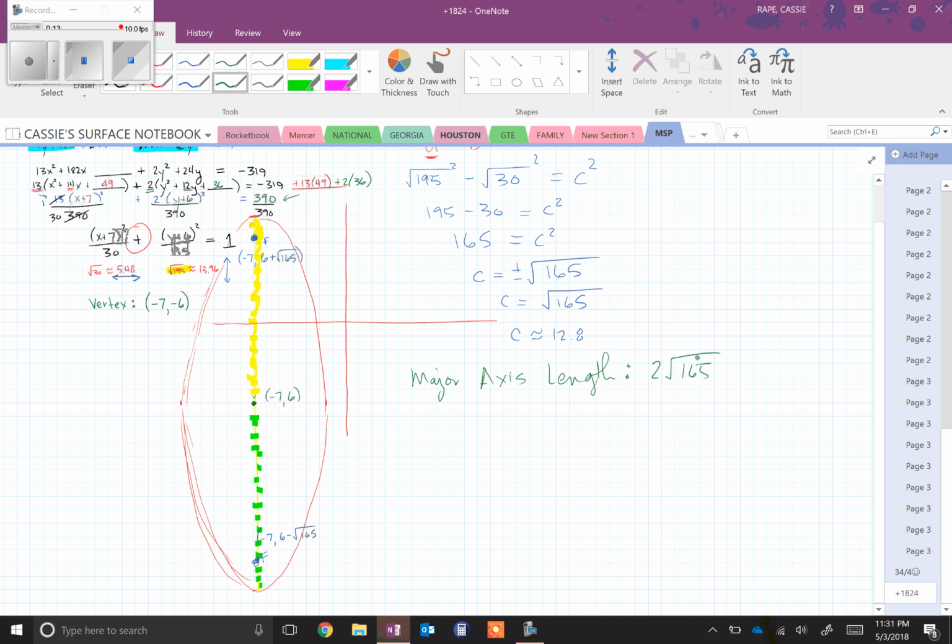Lastly, if you are asked for the endpoints of the major and minor axis, you get to it exactly the same way as I did with the foci. This, remember, was the square root of 30 in the x direction. So one of the endpoints of the minor axis would be -7, and you went in a positive direction, so plus the square root of 30, comma, 6. And this one would be -7 minus the square root of 30, comma, 6. Same exact process, but for the major ones, you're going to add this value, which remember was the square root of 195.